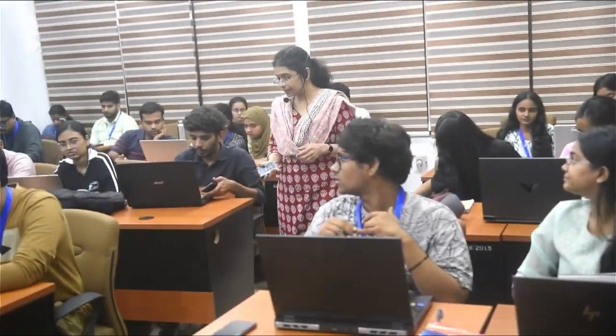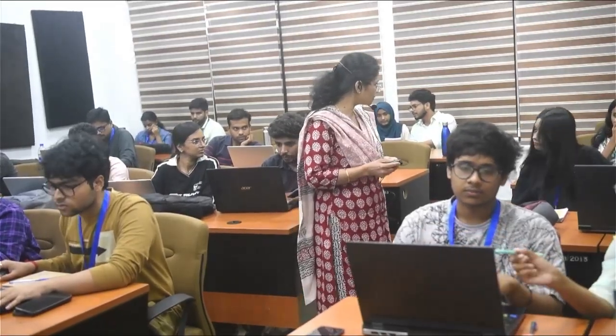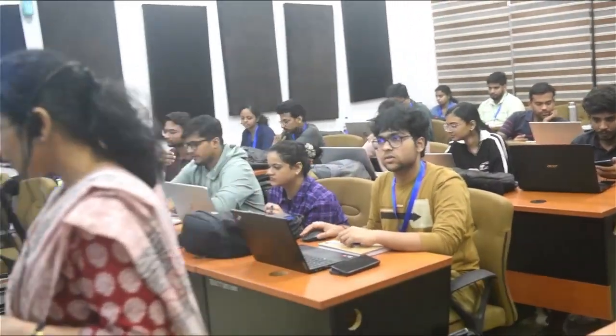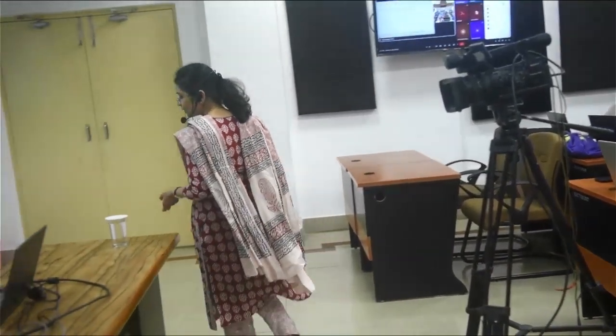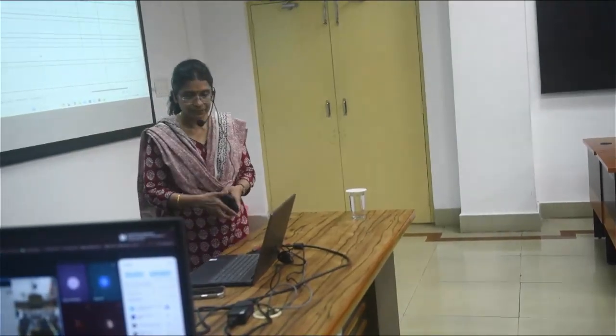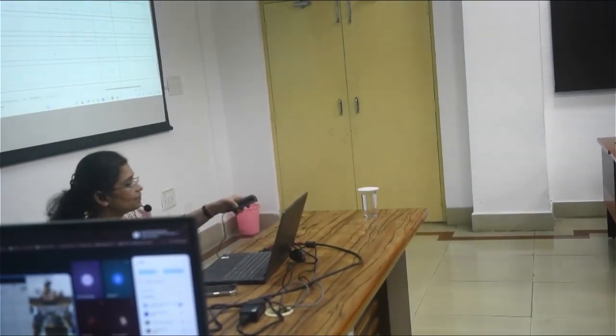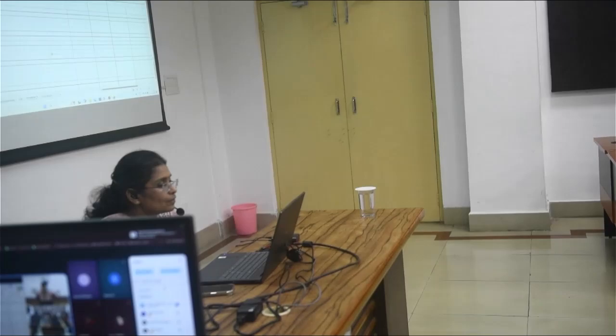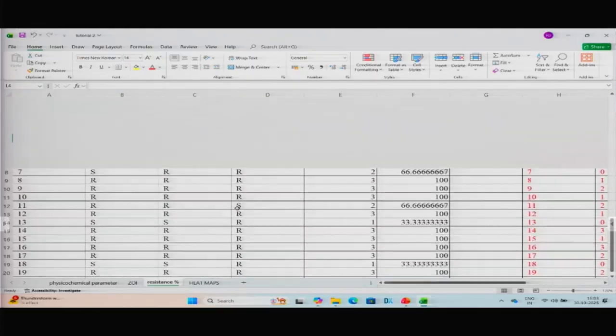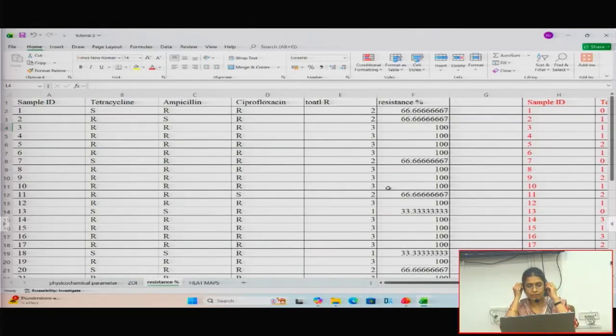Can you calculate the percentage susceptibility also? Yes. Or the S divided by the total, right? So we can go ahead and calculate the percentage susceptibility also in that way. So most of you have got it right. So this is how your values would look for resistance. Clear? And if required, you can go ahead and calculate the percentage susceptibility also.